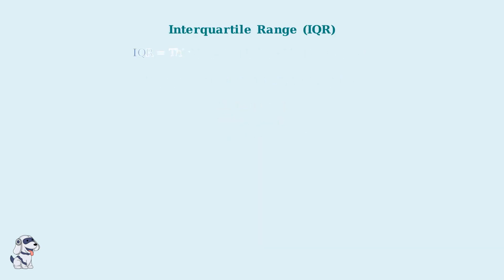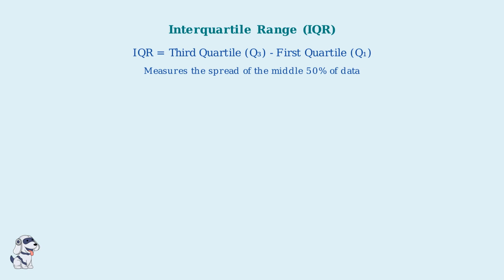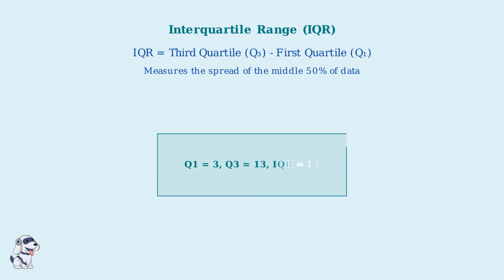The interquartile range focuses on the middle 50% of our data. It's calculated as the difference between the third quartile and first quartile. This 5-number summary shows how the interquartile range is calculated. Q1 is 3, Q3 is 13, so the IQR equals 10, representing the spread of the middle half of the data.